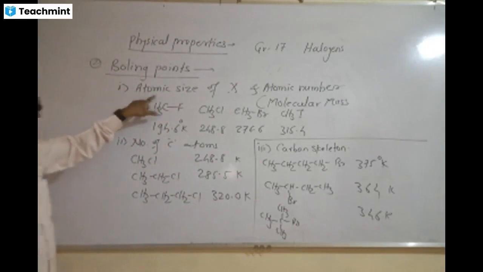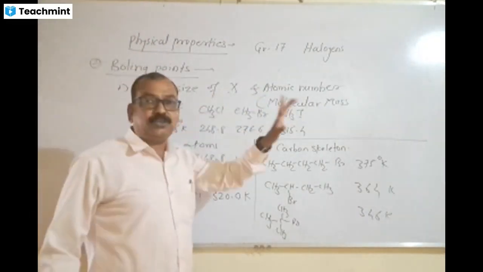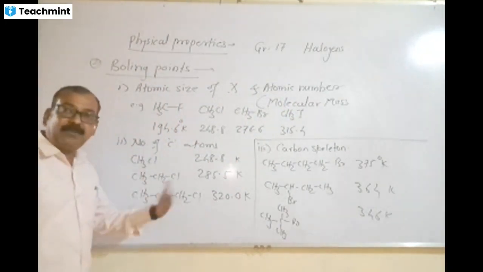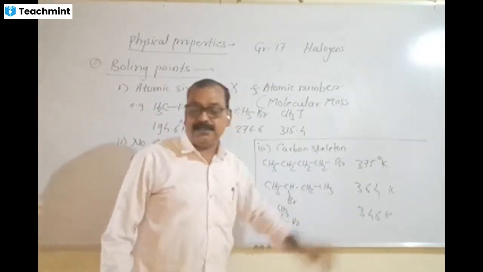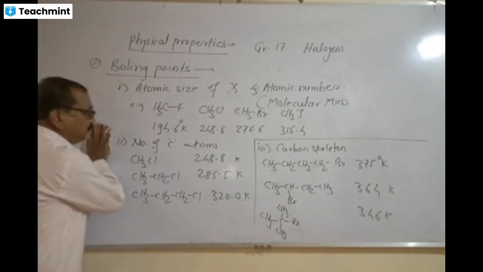15 point समजला. Boiling point depends upon atomic size of halo group, atomic number of halo group, and molecular mass of compound. Second, number of carbon atom. Carbon atom increase झाले की boiling point increase होतो. आणि branch chain increase झाले की boiling point decrease होतो. Then last part, physical property.